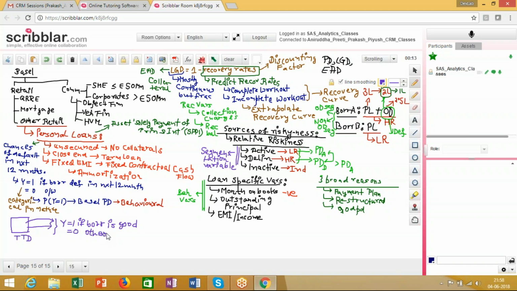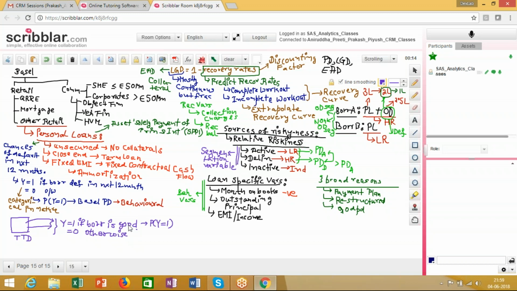Is equal to 0 otherwise. So now, if I want to hire a customer, if I want to acquire a customer on my books, what will I do? I would always want to know what is the probability the borrower is a good borrower. So what we'll do over here is the probability of y equals to 1. Right? So this is what is the probability of y equals to 1.